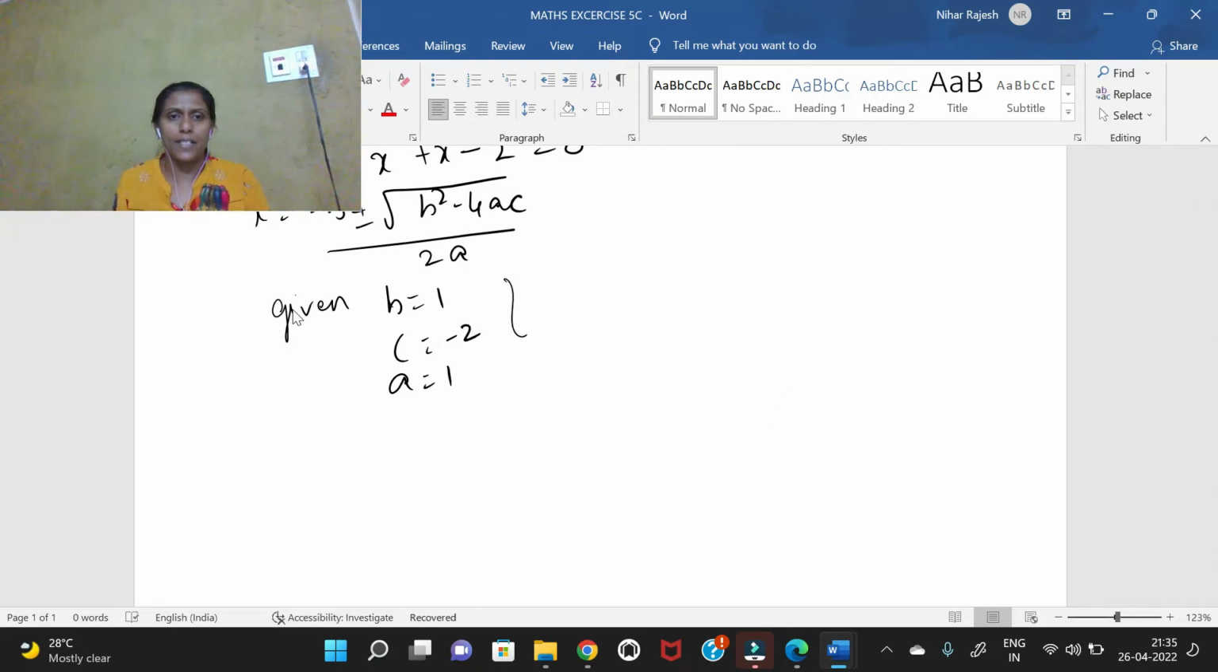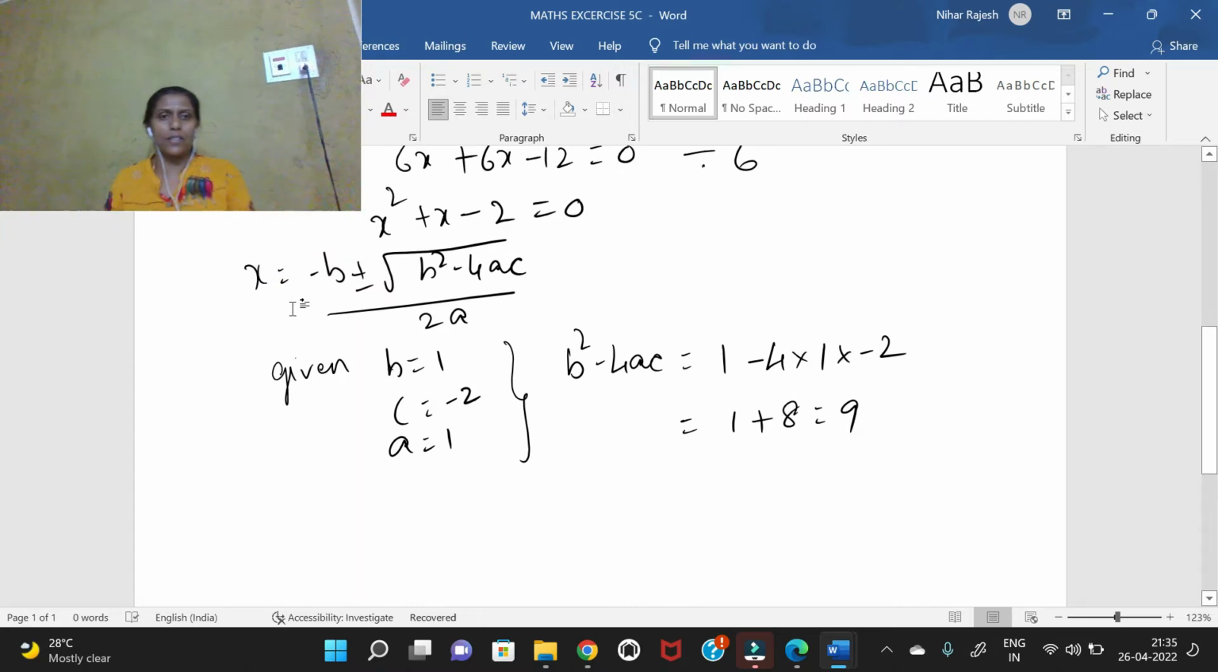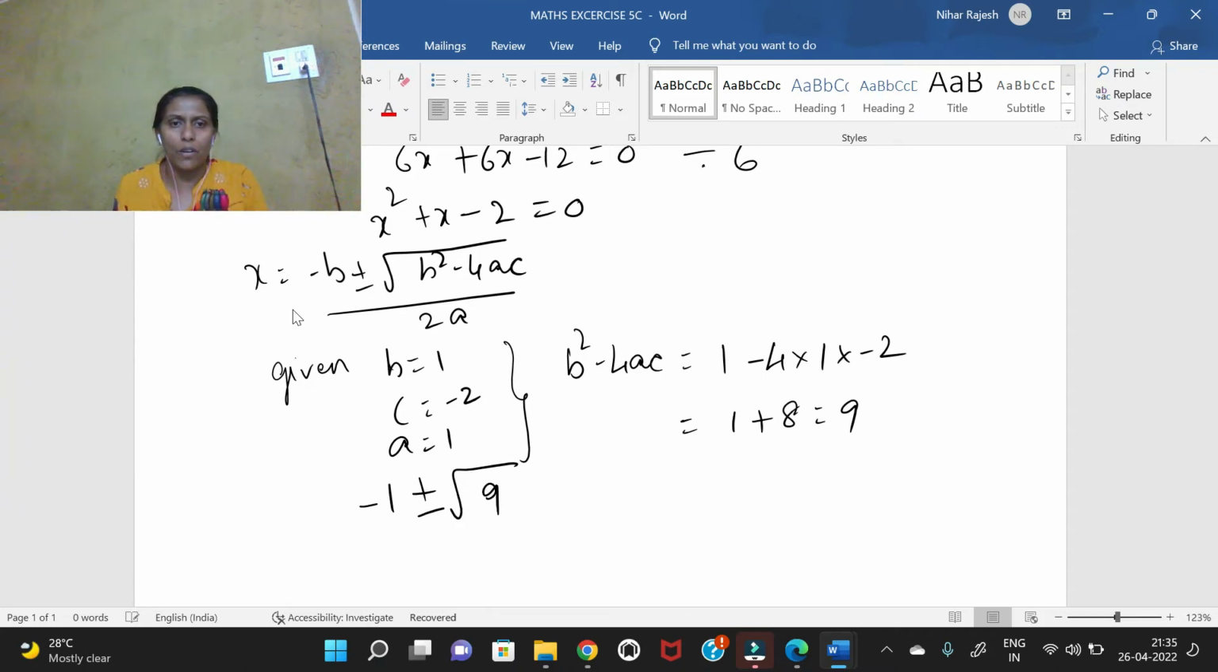Okay, so having said this, b square minus 4ac is equal to b into b, which is 1, minus 4 into a, which is 1, into minus 2. So which is equal to 1 minus into minus is plus 8, which becomes 9. So under the square root, whatever the sum we had, the answer is 9. So now minus b, which is minus 1, plus or minus square root of 9 by 2 into 1, which is minus 1 plus or minus 3 by 2, which is minus 4 by 2, equal to minus 2.